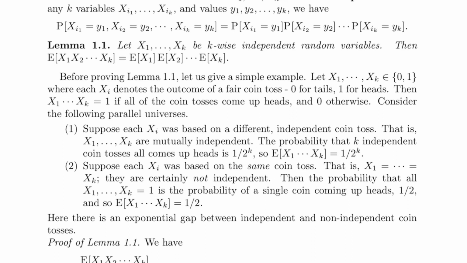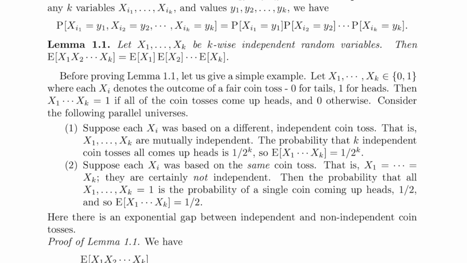Then the probability that k independent coin tosses all come up heads is 1 over 2 to the k, so the expected value of x1 times x2 all the way through xk is equal to 1 over 2 to the k. On the other hand, suppose each xi was based on the same coin toss. That is, x1 is equal to x2, which is equal to x3, all the way on to xk. They certainly are not independent. Then the probability that all of x1 through xk are equal to 1 is the probability of a single coin coming up heads, 1/2. And so the expected value of the product, x1 times x2 up to xk, is equal to 1/2. In particular, there's an exponential gap between independent and non-independent coin tosses.